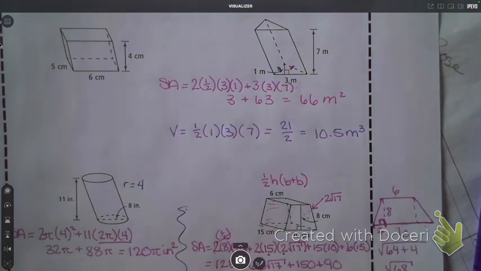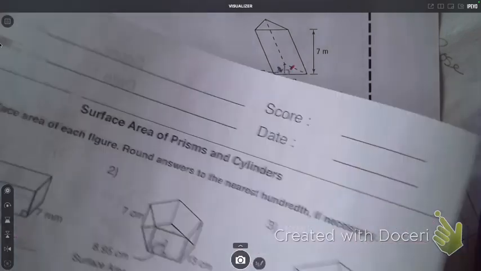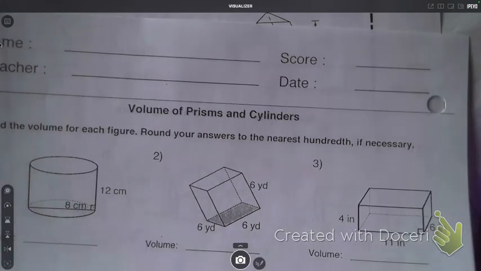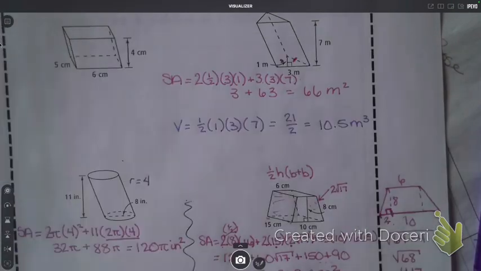You will have what you need on your paper. On your assignment today, on one side it says surface area, on the other side it says volume. The front says surface area, the back says volume. But if you do surface area and volume on all of them, I will give you 5 extra credit points. Okay?